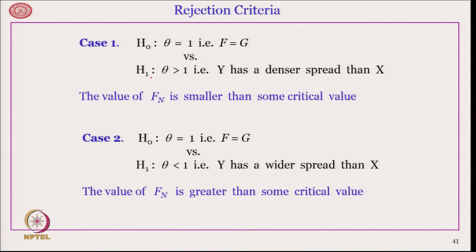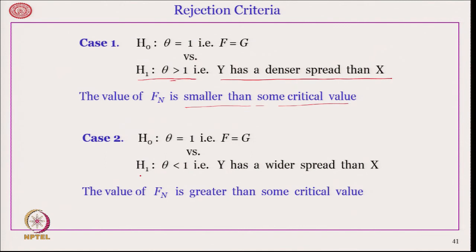If the alternative H1 is that theta is greater than 1, that is Y has a denser spread than X, then the value of F_n is smaller than some critical value, because we have said it is going to be the opposite of the Mood's test. On the other hand, if the alternative H1 is theta less than 1, that is Y has a wider spread than X, the value of F_n is going to be greater than some critical value.